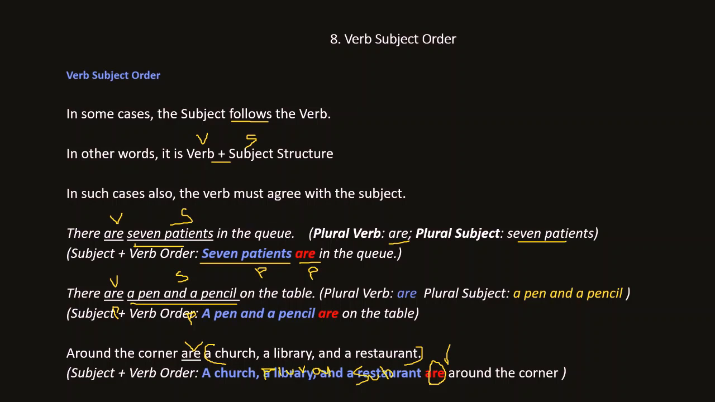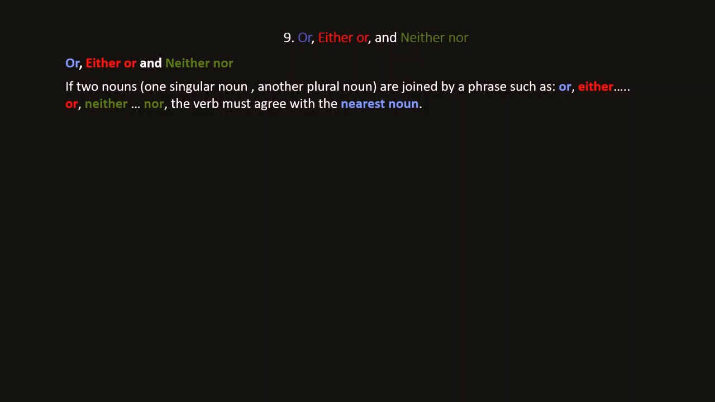Now, the ninth subtopic in subject-verb agreement is or, either or, and neither nor. If 2 nouns, one singular noun, another plural noun, are joined by a phrase such as or, either or, neither nor, then the verb must agree with the nearest noun. Please note the phrase nearest noun. Nearest noun is the tip.